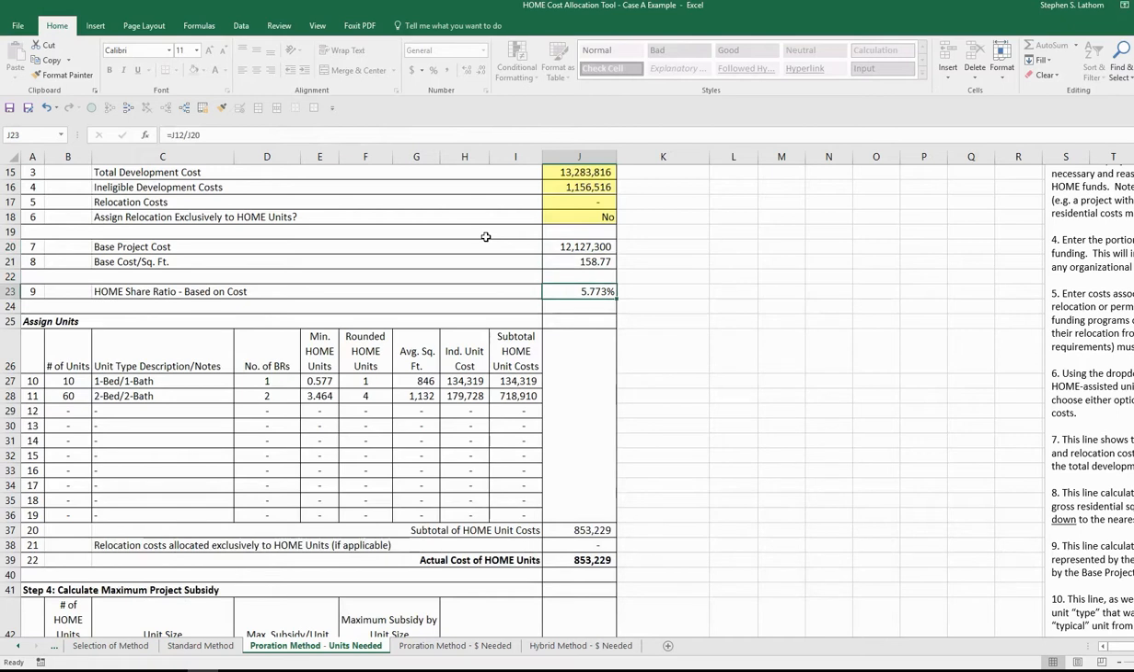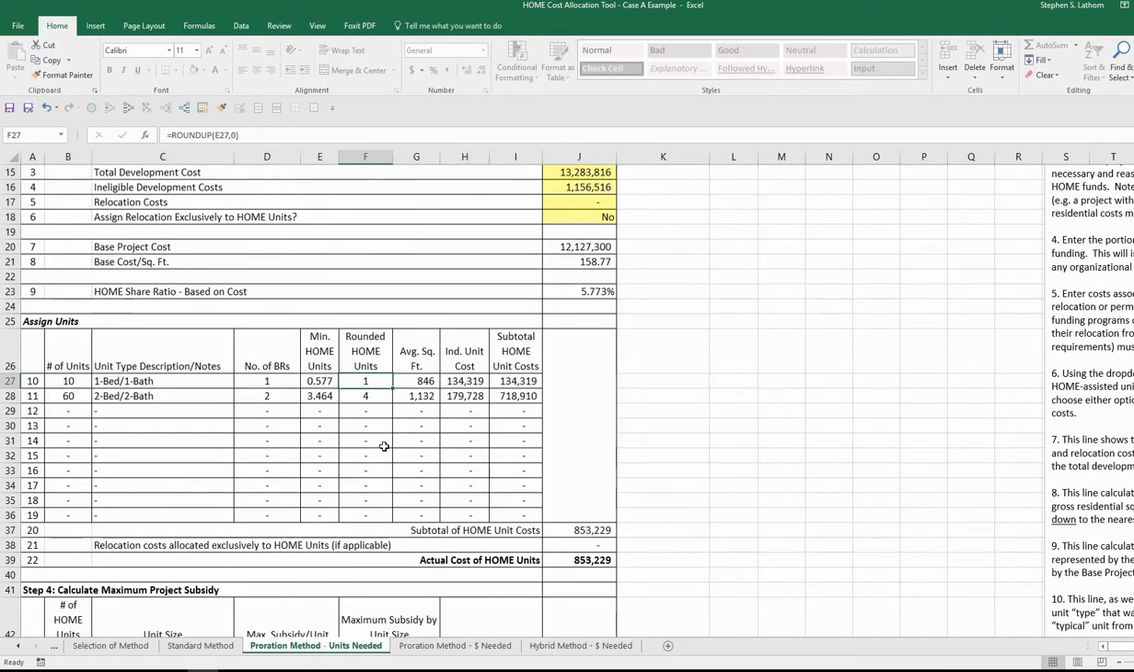In using the proration method, what happens, we're going to look here at the 10 units, is we have 10 one-bedroom, one-bath units. When we multiply 10 by that 5.773%, we get 0.577. That's the minimum number of home units. Of course, we can't give you 57 hundredths of a unit. We have to give one full unit. So we round up to the whole number.